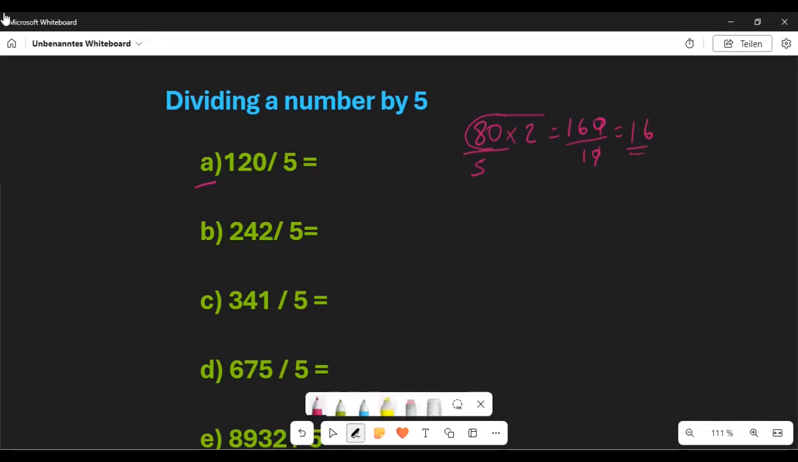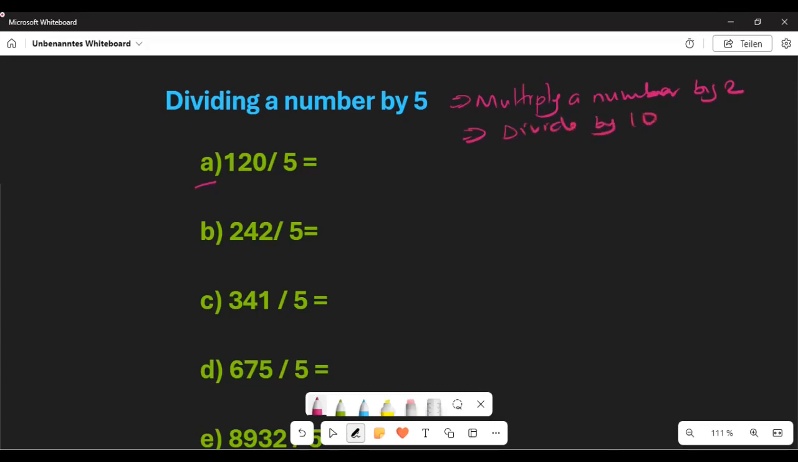So ideally, what we are saying is you have to understand the few rules that work here. For division by 5, first of all, multiply a number by 2. And then the second thing we're going to do is divide by 10. Good. If you get to know these two main principles, then everything is going to be easy.